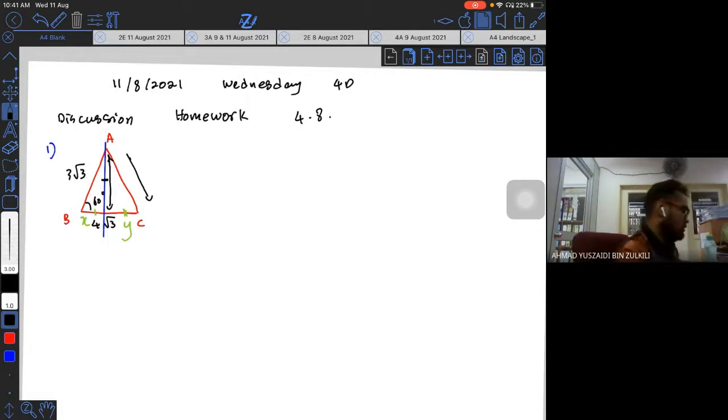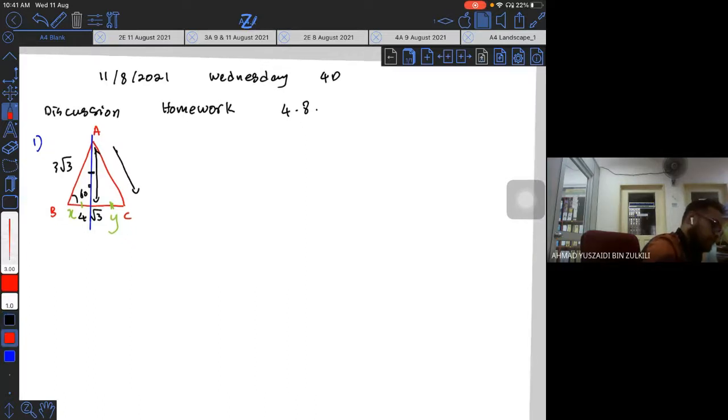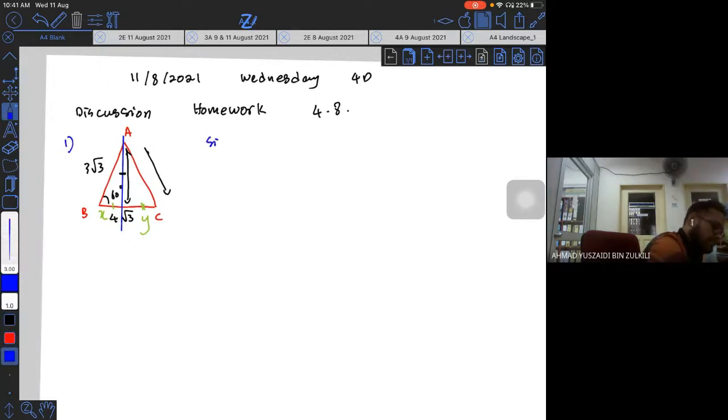So we use sin. You know the formula: sin theta is equal to opposite over hypotenuse. So your theta is 60. What is your opposite value? Do you have it? No, so let it be O. Over hypotenuse. O is the height that we want to find.